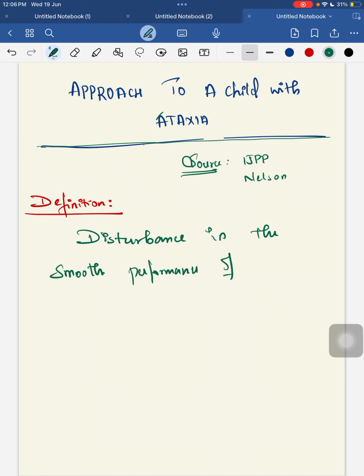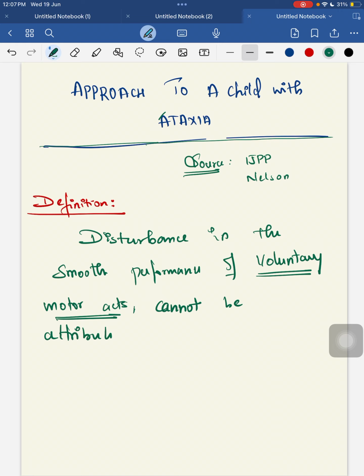This disturbance in the voluntary motor acts cannot be attributed to any weakness or involuntary movements.